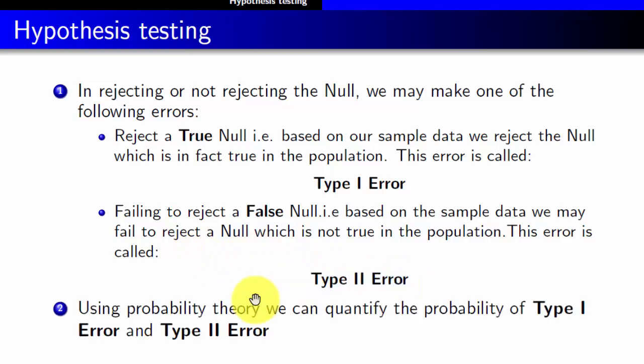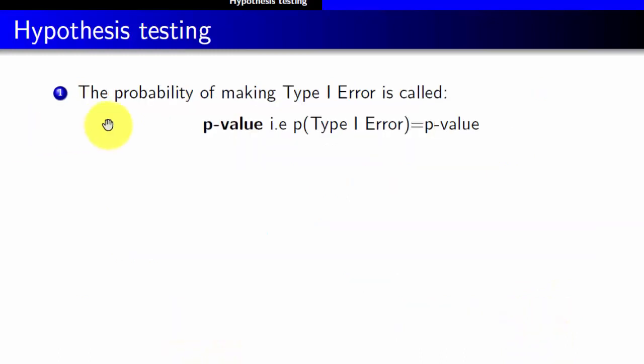Using probability theory, we can quantify the probability of type 1 error and type 2 error. The probability of making a type 1 error is called the p-value. In other words, the probability of type 1 error is equal to the p-value. I hope it's now clear why in the past lectures we were emphasizing that the smaller the p-value, the better it is. Because the smaller the p-value, the smaller the probability of making a type 1 error. In other words, the smaller the p-value, the smaller the chance or probability of us making a mistake.